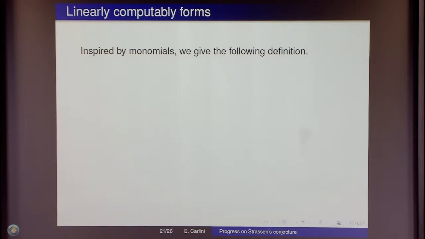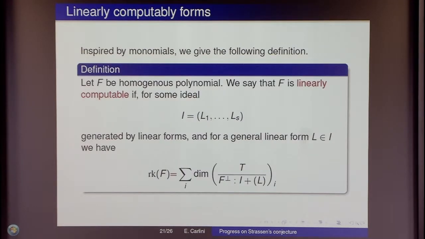Oh, sorry. Okay. So this is the example, and this is what is special about monomials, this fact here. If you have a homogeneous polynomial, you say it is linearly computable if you can find an ideal generated by linear forms, and when you compute this lower bound, it's equal to the actual value of the rank. So the special thing about these forms is that the rank can be computed in this way.